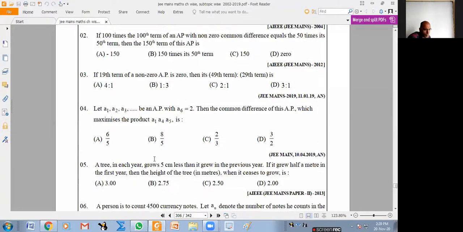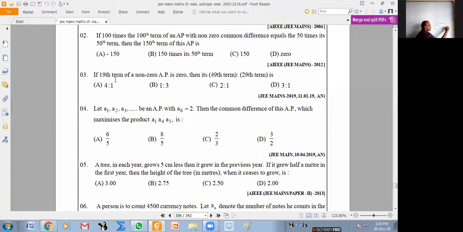Okay, coming to the third question, it is simple. You take a plus 18d equal to 0 and use that data to find a plus 48d by a plus 28d, right? Apart from that, if a particular term is 0, this is the 19th term. What will the 20th term be? d. The 21st term will be 2d. The 22nd will be 3d. Okay.